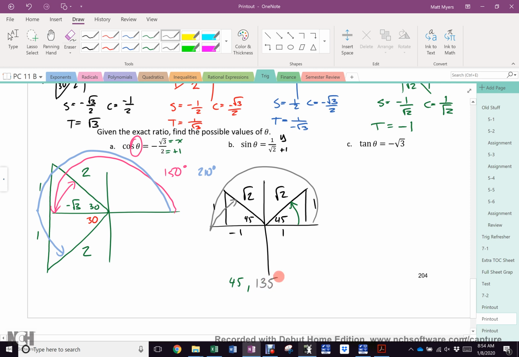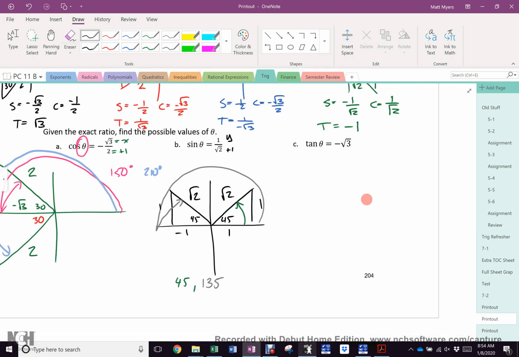Everybody cool? Okay, you do the last one. Tan's always the hardest one because it doesn't bump into each other, right? Tan's weird.